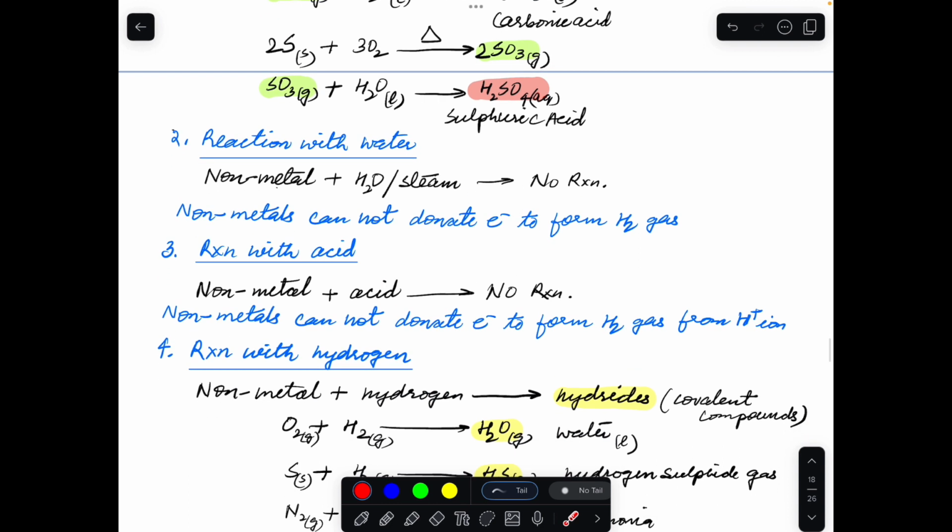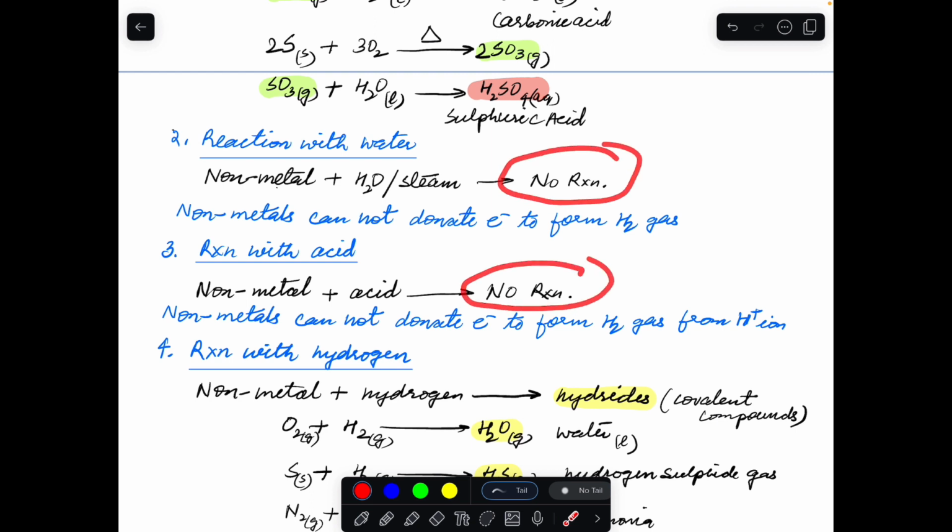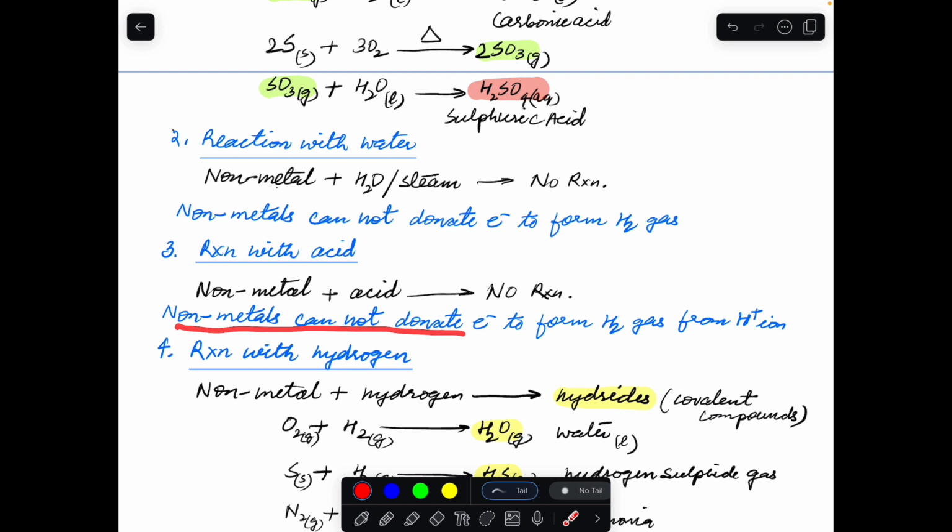Now next is the reaction with water. Non-metals do not react with water, and they do not react with acids. We will not have any reaction, and the basic reason is that non-metals cannot donate electrons to form hydrogen gas from H+ ions. So non-metals are electron acceptors. They never give electrons like metals, and when they do not give electrons, they are not capable of forming hydrogen gas.